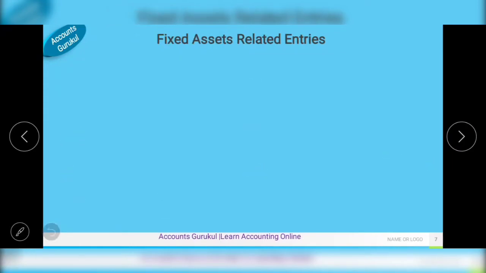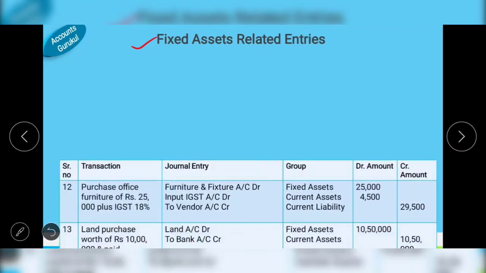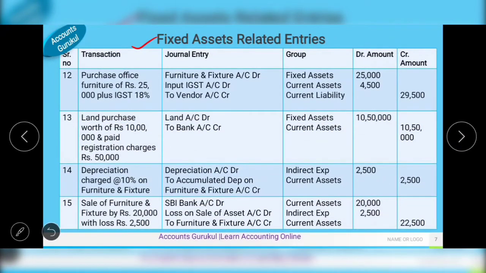Now the next stage in which entries are going to be, that's fixed asset related entries. So fixed asset से related जो transactions होते हैं, how that entry we have to pass into the systems, that we are going to discuss in this slide. The first, purchase office furniture of rupees 25,000 plus IGST 18%.